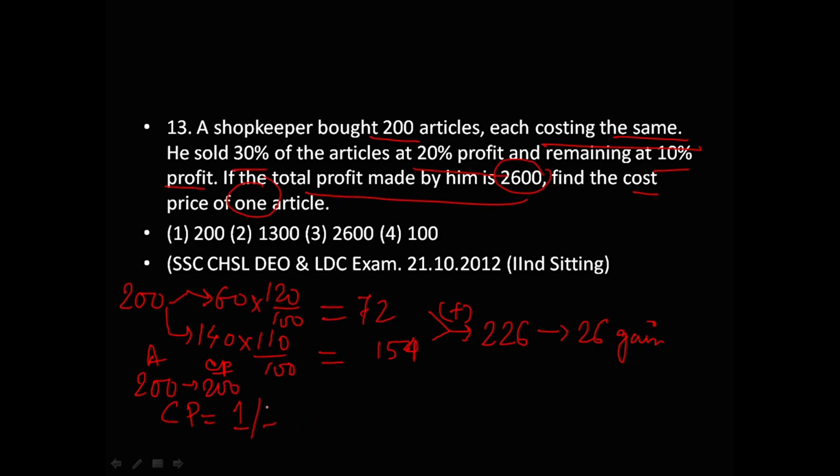So 1 rupee per article. In this question it is given that 2600 is the total profit. The total profit in units is 26. So 26 is equivalent to 2600, so 1 is equivalent to 100. So 100 will be the answer. Clear? So moving to the next one now.